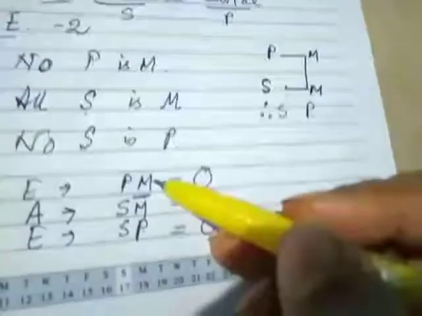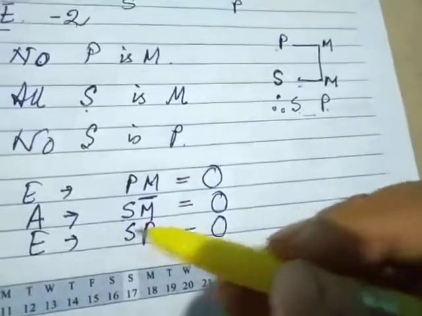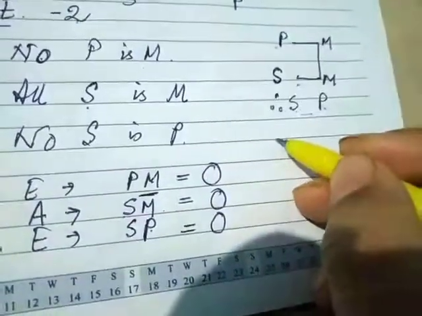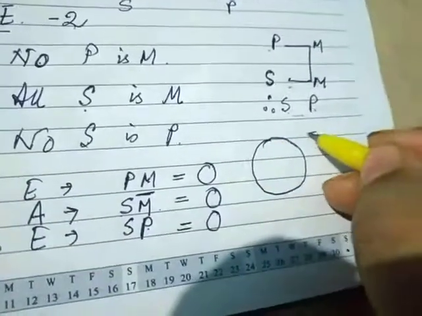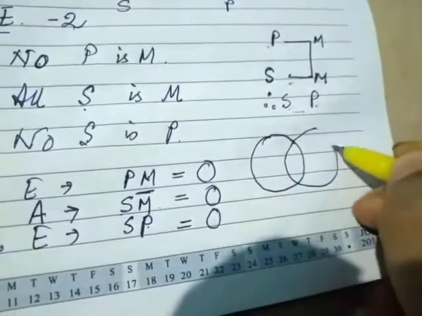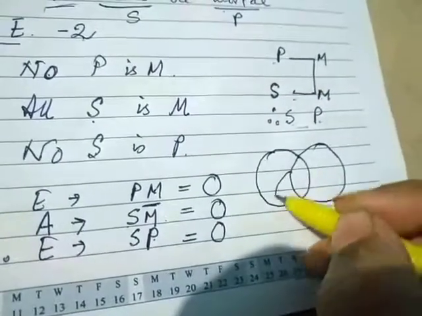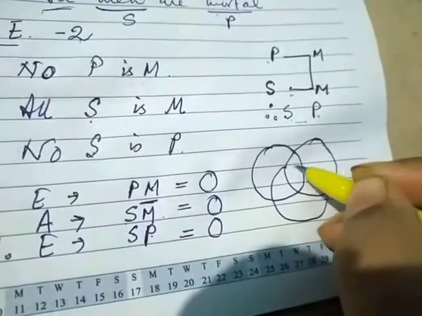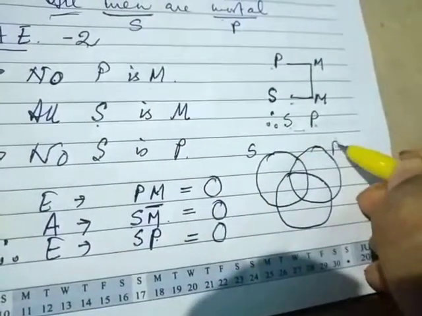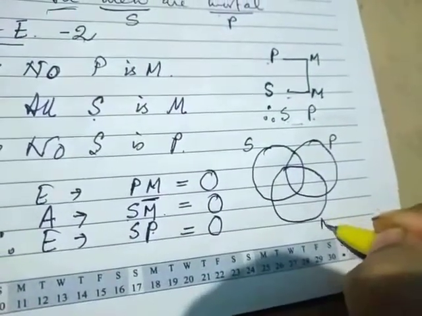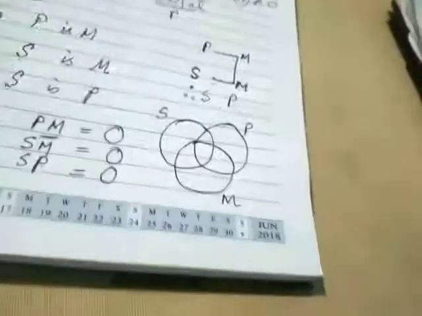Now we have to draw this in a Venn diagram. How many terms are there? S, P and M. So there will be three intersecting circles: 1, 2 and 3. This circle is for S, this circle is for P, and this circle is for M.